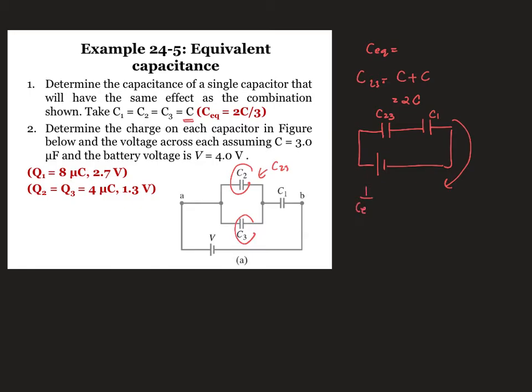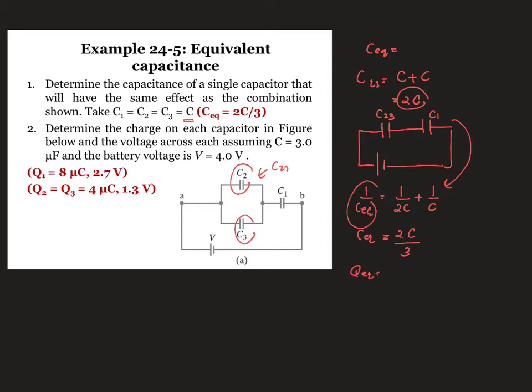So please take note, it's going to be 1 over C equivalent, which is 1 over C23, that is 2C, plus 1 over C. You are going to find C equivalent, not 1 over C equivalent. This is the common mistake. Please make sure that you find only C equivalent, not 1 over C equivalent. So here you are going to get 2, 3, so I get 2C over 3. Once you find the C equivalent, then you are going to find the Q equivalent.